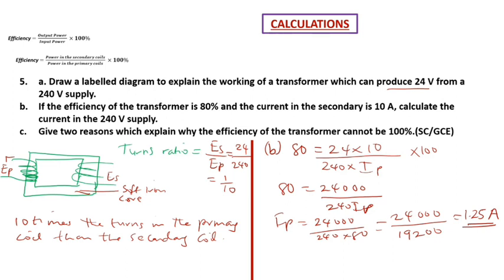So the last part of this question is that we have to give two reasons which explain why the efficiency of the transformer cannot be 100%. I think we have already explained this in one of the previous questions. This is simply because there are transformer losses, and you can go back to that question and look at the various transformer losses.